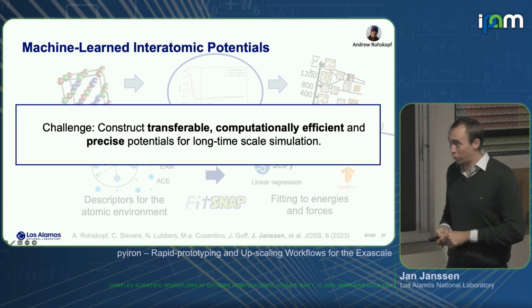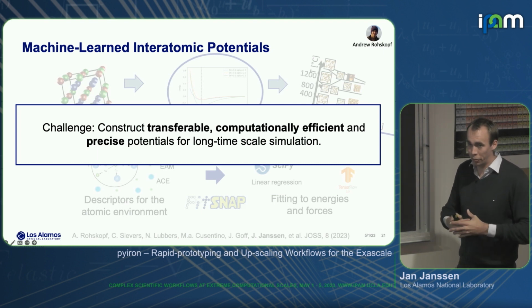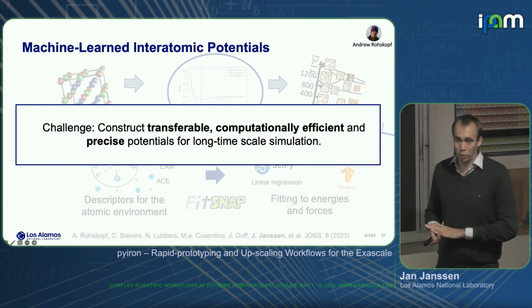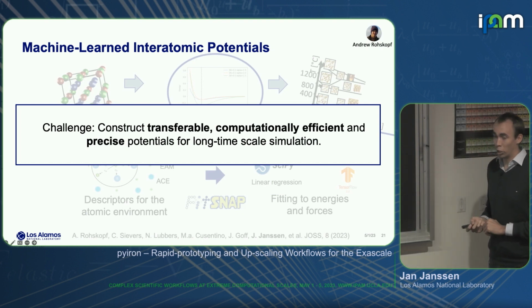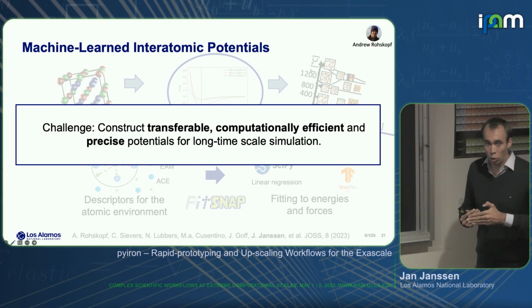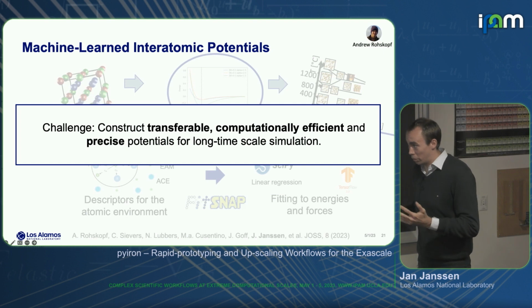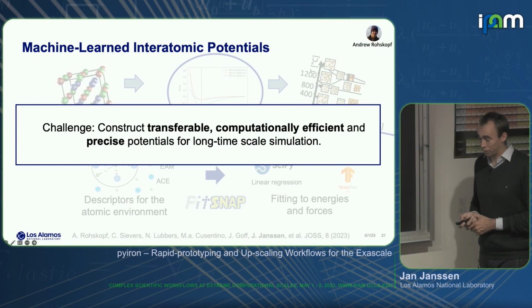So the challenge, if we look again at our materials for extreme environments, is on the one hand, we want to be transferable, right? So we really have to cover structures far away from the equilibrium, while many existing potentials are typically more fitted around the equilibrium. On the other hand, we have to be computationally efficient, right? So really running long time scale molecular dynamics trajectories and being stable for this time, and also spending as little compute time as possible on this, and still being precise.